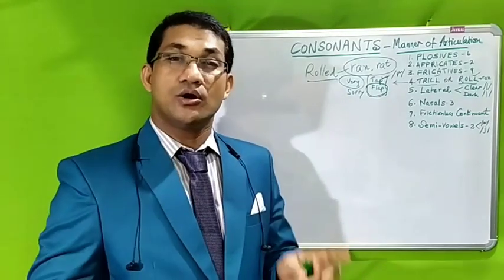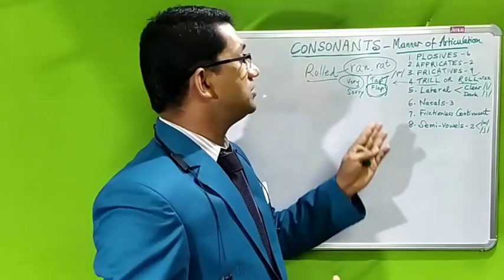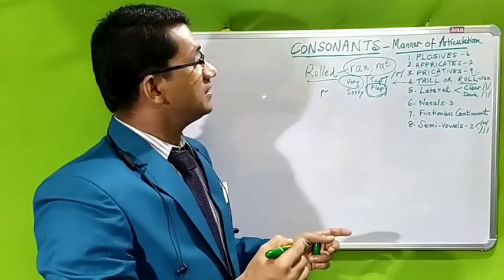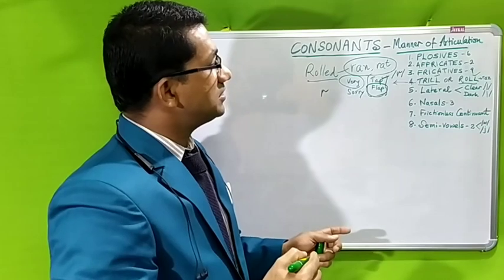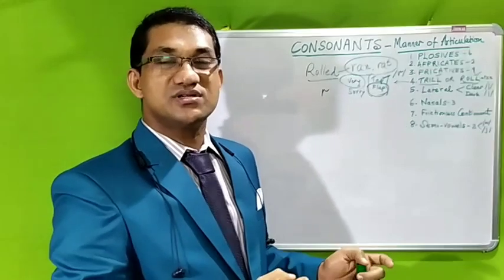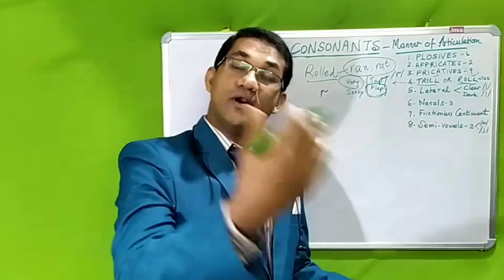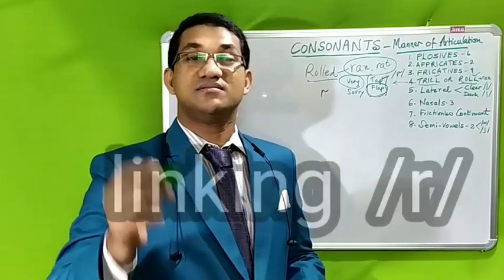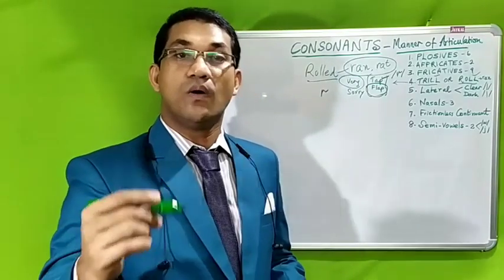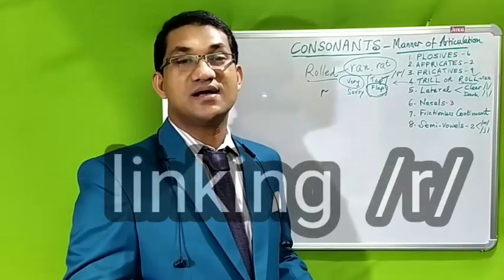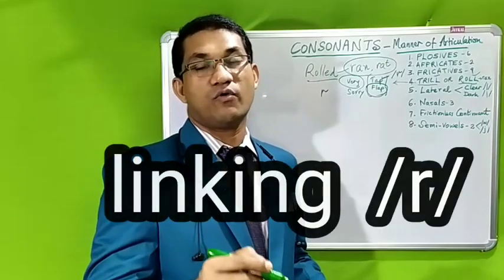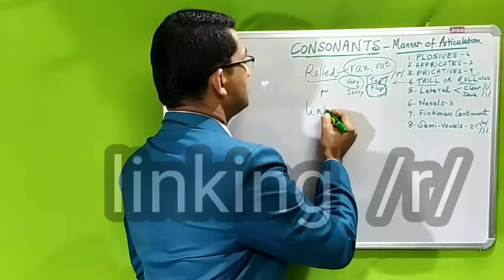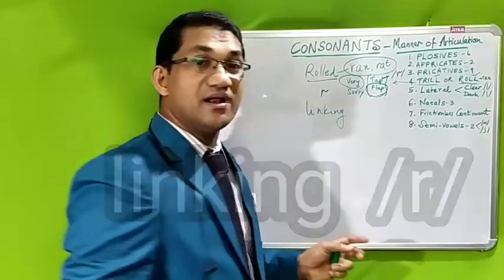Now we have to understand two more concepts related to the trill or the roll. We have two types of R. On certain occasions, the R is audible and sometimes it is not audible. That's what we have to remember. And this particular R which is audible is known as linking R.